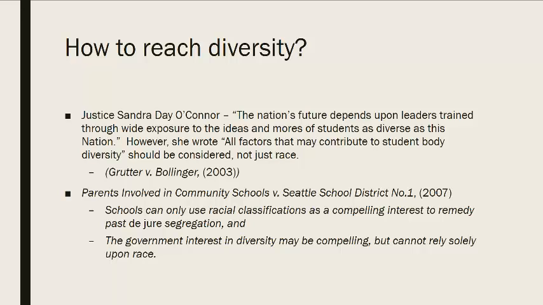Justice O'Connor, who's no longer on the Supreme Court, in 2003 stated, the nation's future depends upon leaders trained through a wide exposure to the ideas and mores of students as diverse as this nation. However, she wrote, all factors that may contribute to student body diversity should be considered, not just race. And hopefully we're moving in that direction where we're considering more than just race. But unfortunately, you can't say that race is not a significant part of it.